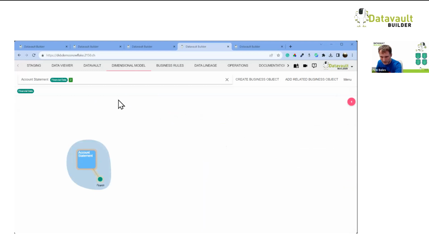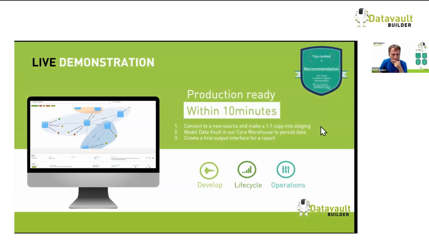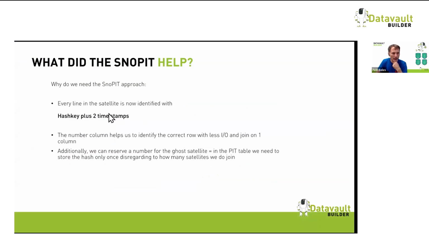So what does it help at the end? We have replaced the hash key and 2 timestamps for querying with 1 single identity column. And we don't need to even use the hash key anymore because every row has its single record. So we can jump without the hash key, without the timestamps, directly to the right row in the satellite. And yes, for 1 row, honestly, it will make no difference. But in the next slide, I will show a bigger data set.